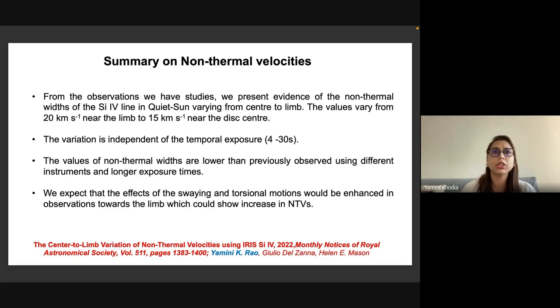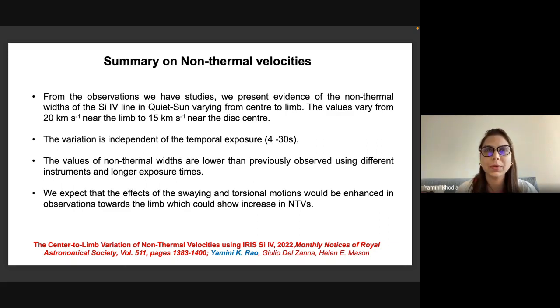Even though earlier observations from SUMER and HRTS had really high exposure times. So it could be possible that if we go really high, from the order of 10 seconds to hundreds of seconds, these values might show some temporal effects as well.